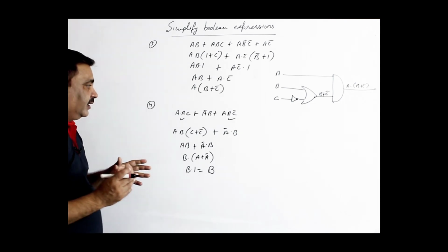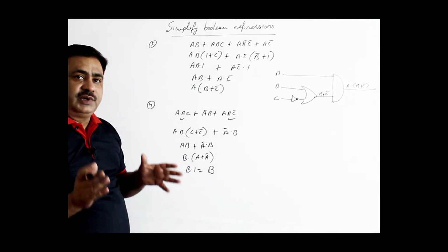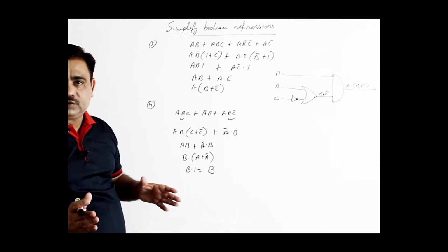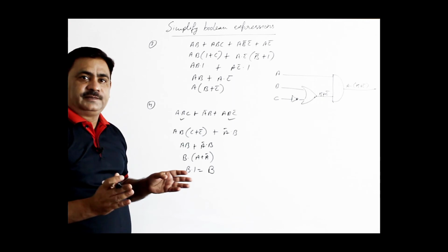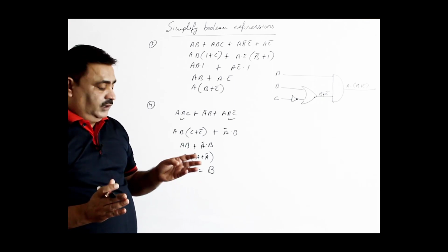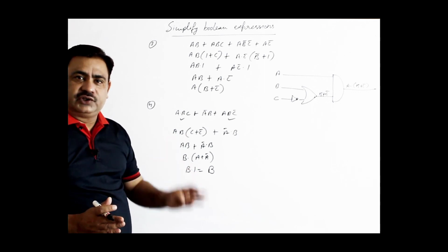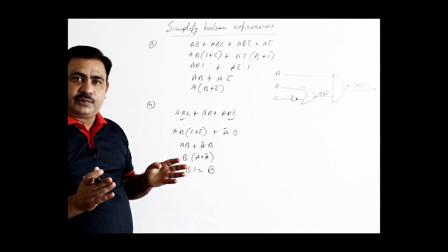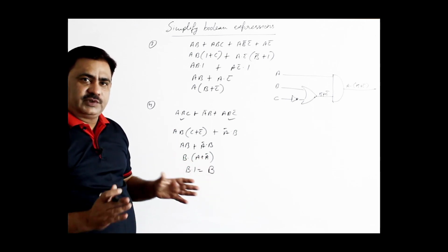So, this way you can reduce the Boolean expression, but you must know the laws, all the laws you must learn, like absorption law, distributive law, commutative law, associative law, idempotence law, property of 1, property of 0. So, you must learn.